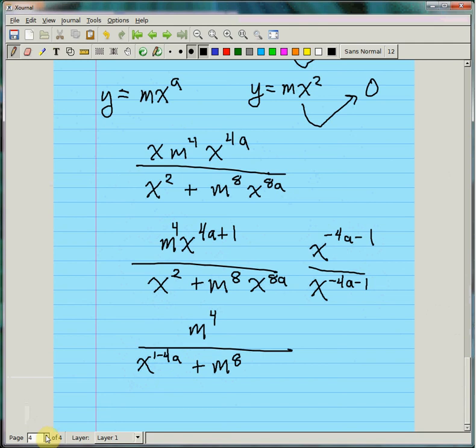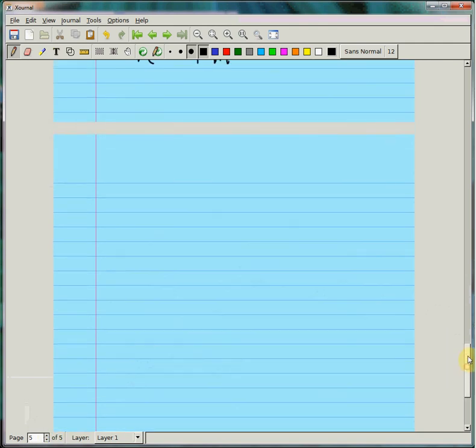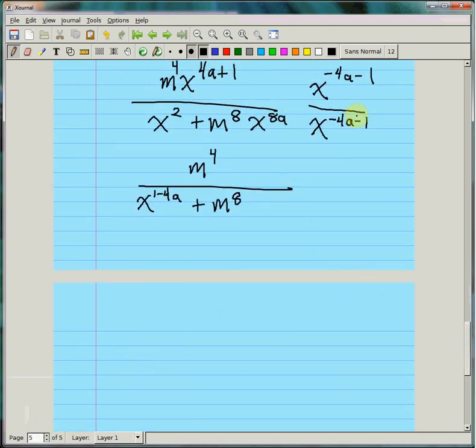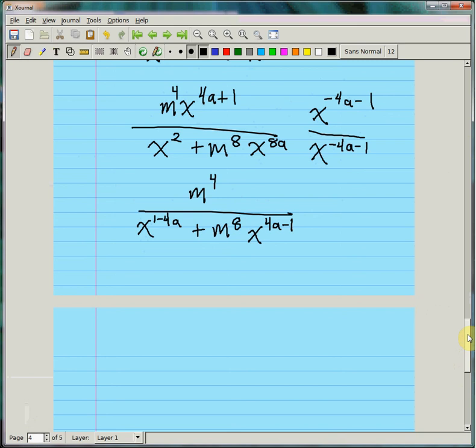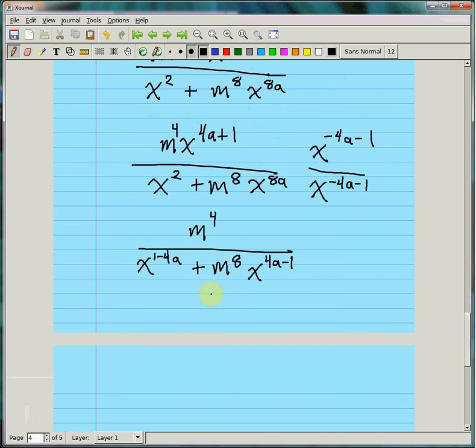I'm going to give myself another page. And here this comes in, so I've got 8a minus 4a minus 1, so this becomes x to the 4a minus 1. So does this help? Now you just have to observe that if you make a equal to 1/4, then something interesting happens. This becomes 1 and this becomes 1, because 1 minus 1 is 0 and 1 minus 1 is 0.